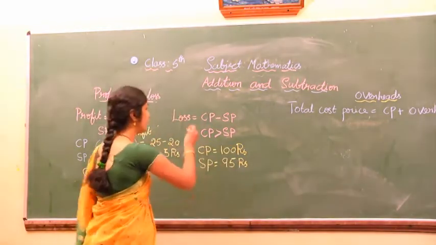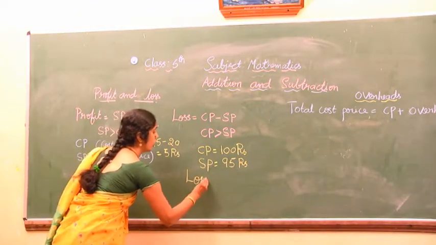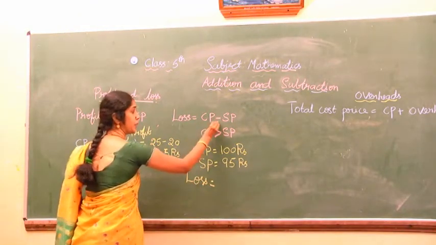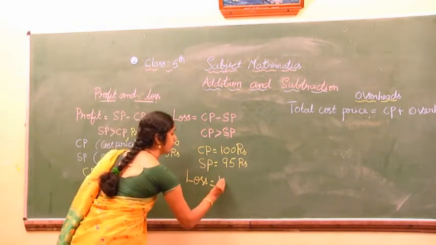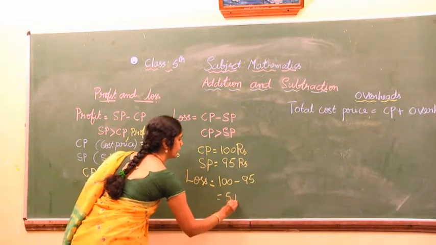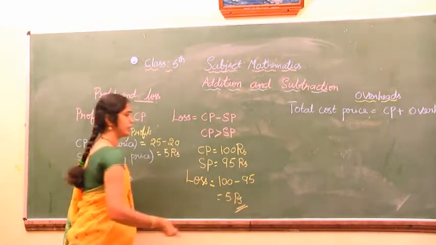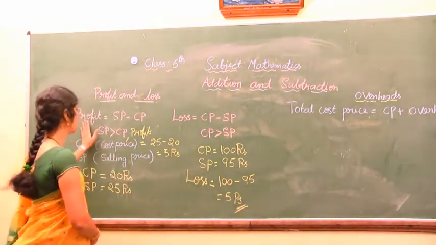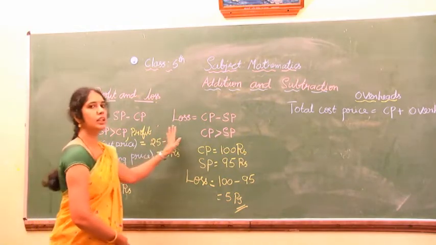So what is the formula to find loss? Loss equals CP minus SP. What is CP here? 100 minus 95. See, 5 rupees. There is a loss of 5 rupees. This is profit. This is loss.